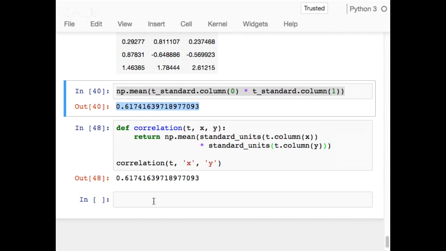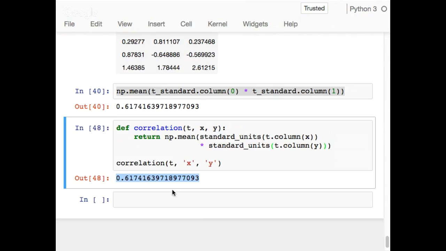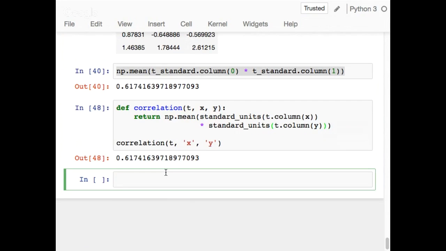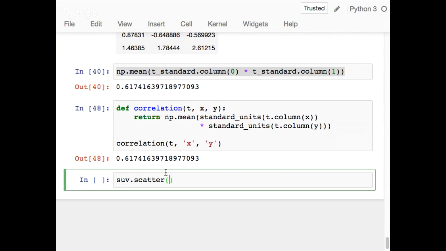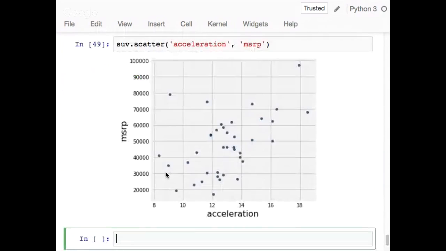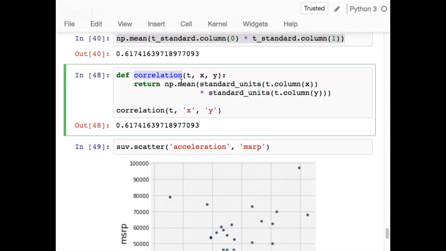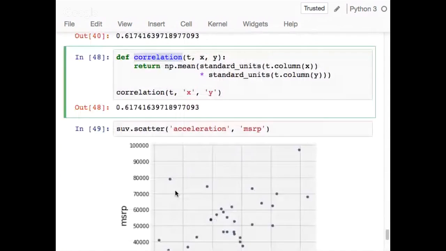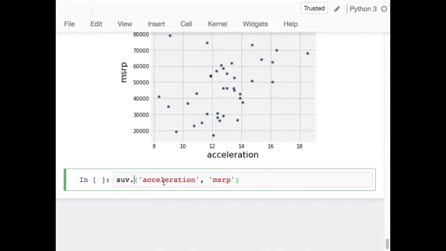Here we go. So same thing. I have a function here that computes my correlation. So let's take a look at some of my other relationships. Here I have SUV.scatter. Let's compare the acceleration with the price. Same scatter plot. Now since I have a function called correlation, I can do this all in one go without having to do the whole mean, standard units, multiply thing myself. I can just call this function over and over again. So let's do that and just replace this with correlation.